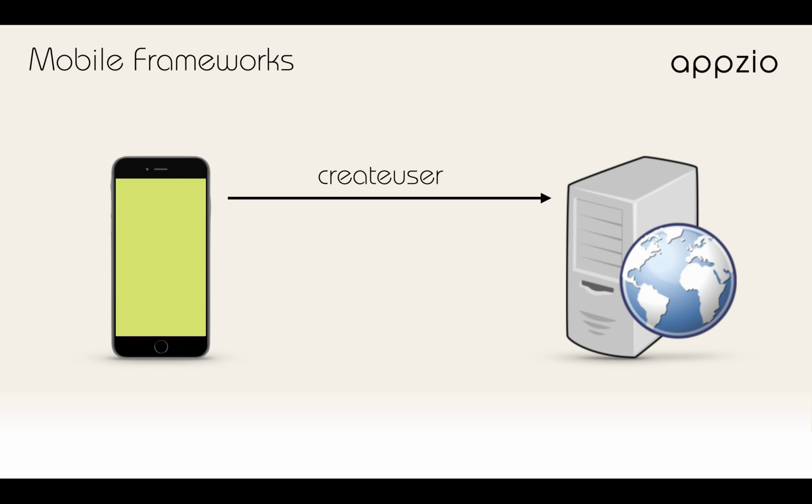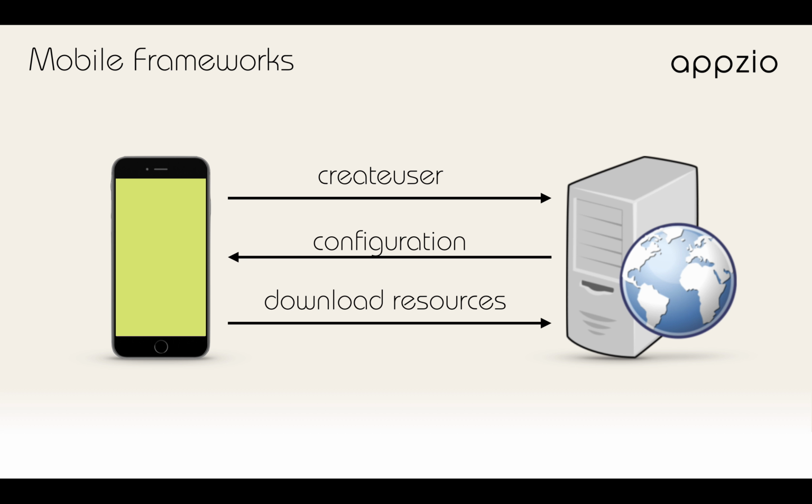When we open an Appzio client, it first calls home, it calls to the server, using a method called create user. This create user returns a configuration, and based on this configuration, the client knows what to download, how to look, how to behave. So when it gets the configuration, it knows to download the right resources in the right order so that the end user is not affected by these downloads. The resources can be downloaded from the server, or from the CDN.